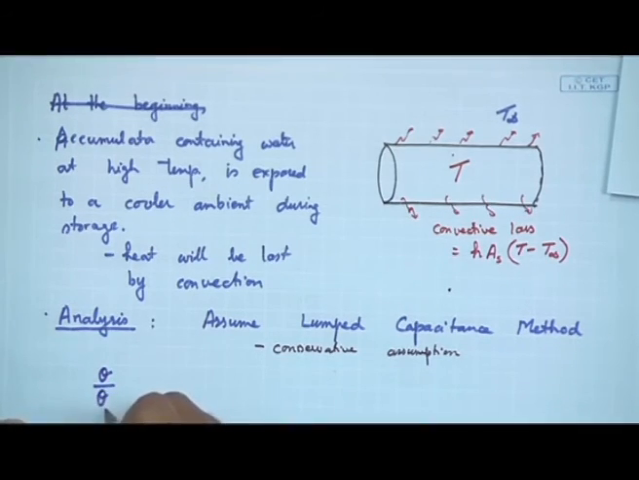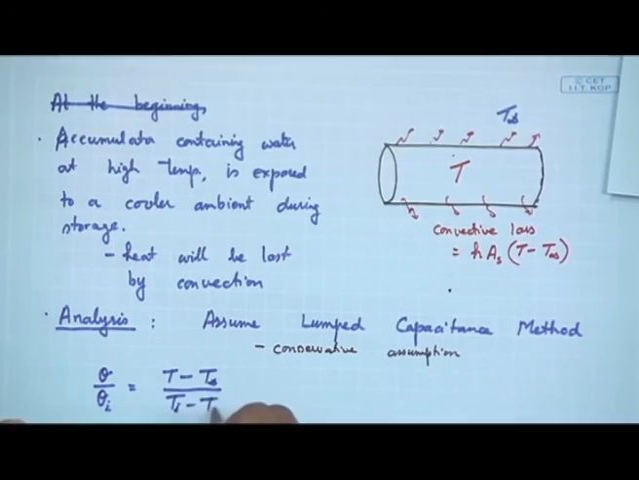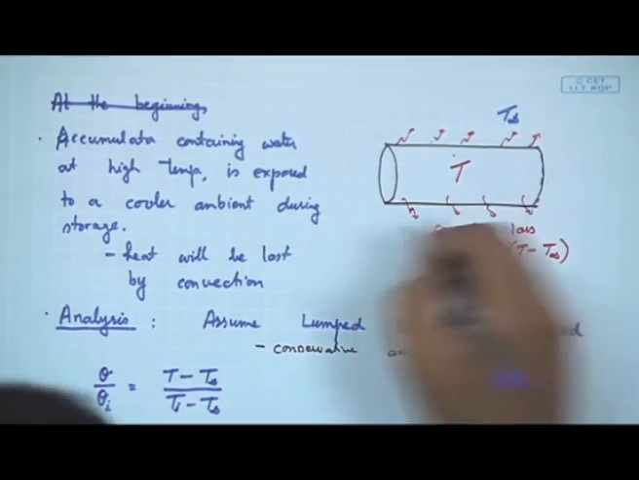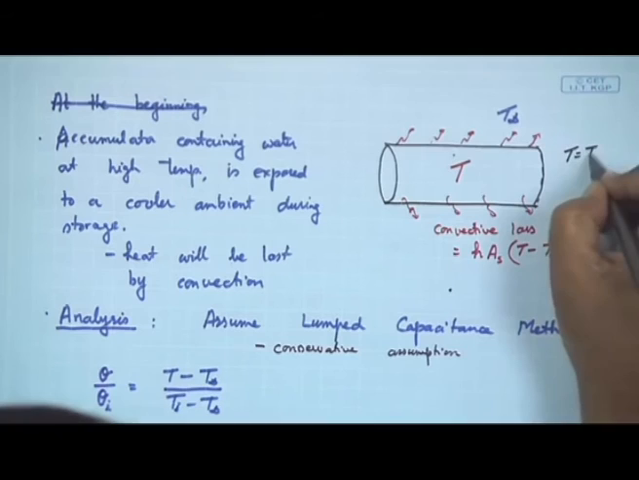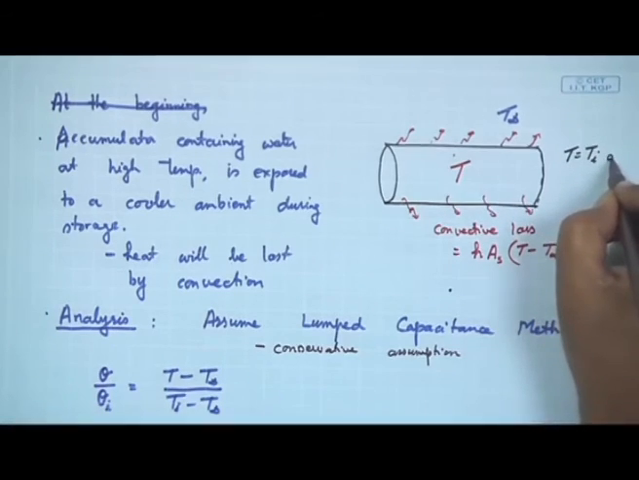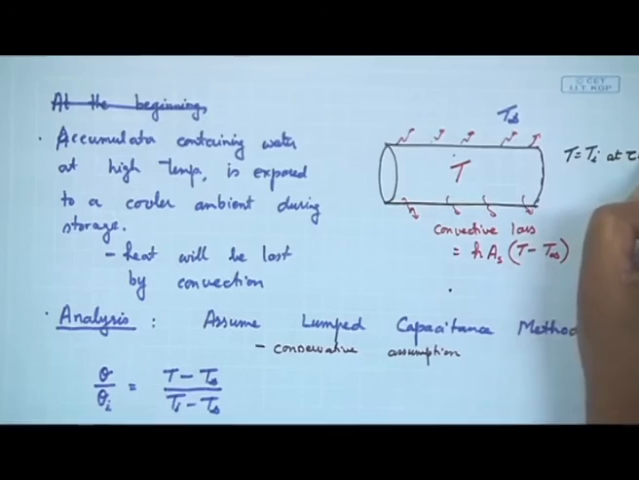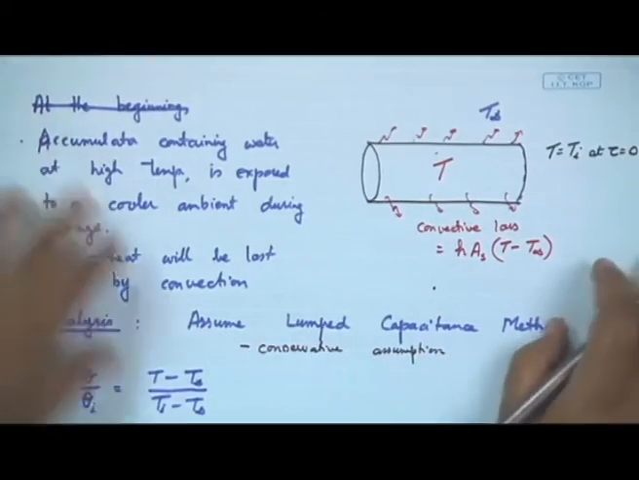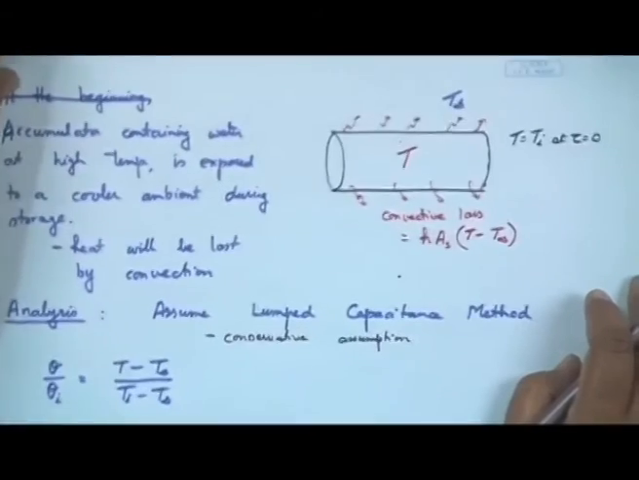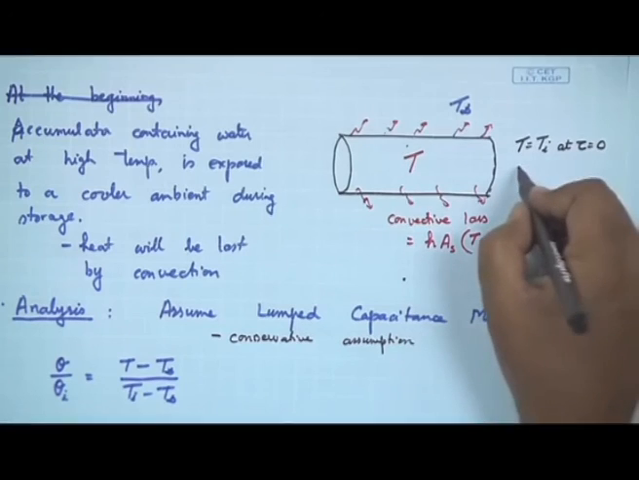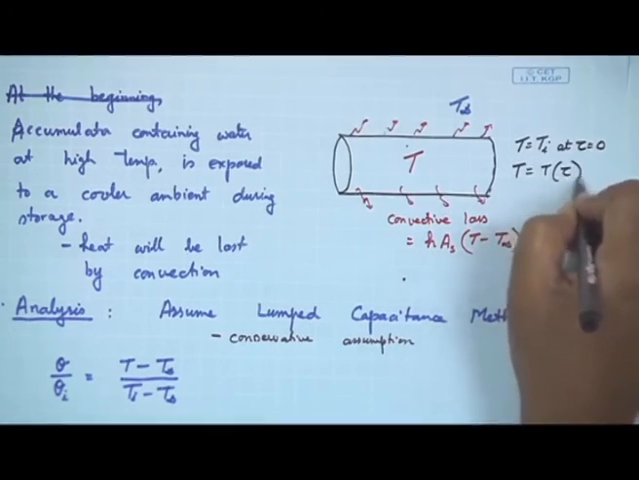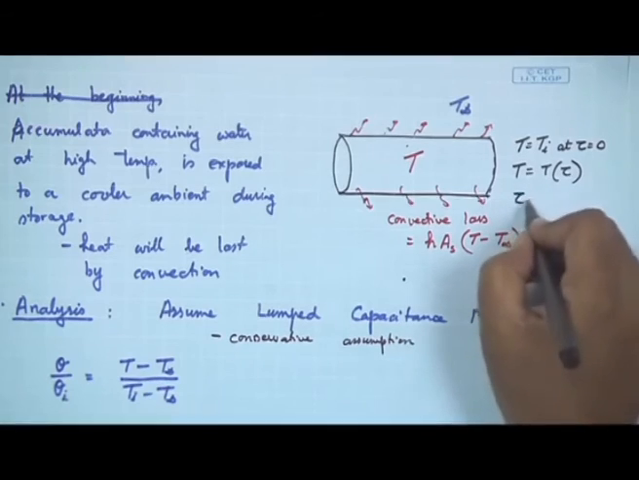What I would do is, therefore, theta over theta I, which is given as T minus T infinity over T I minus T infinity. So, what is T I? I would write it down over here. T is equal to T I, or initial temperature at time equal to 0. Clear? And T is definitely a function of time tau. Okay, tau is time.